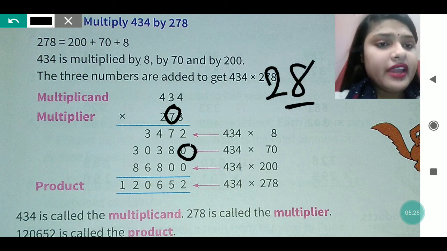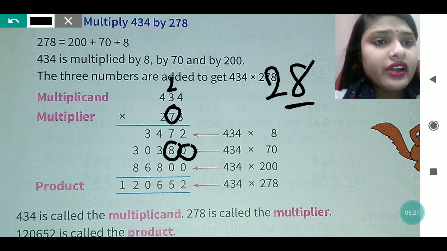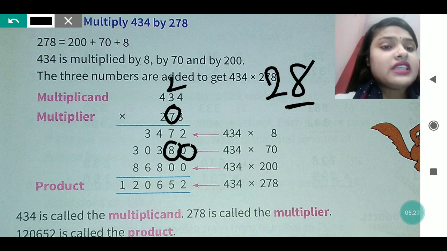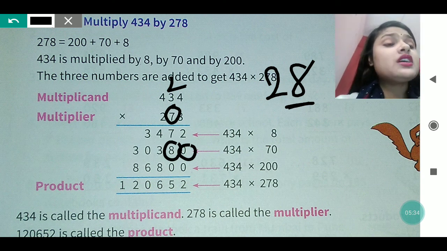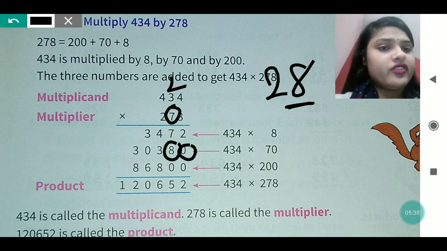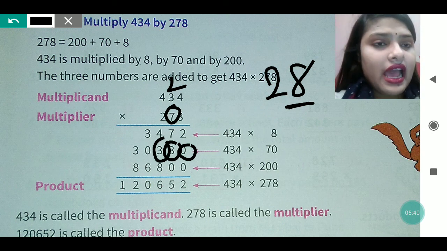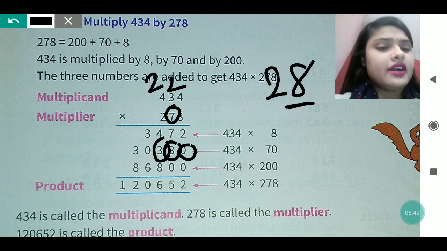So 8, my dear, you will write down. 2 you will take carry. Now 7 table 3 times. 7 ones are 7, 7 twos are 14, 7 threes are 21. Then 21, 22, 23. So 3 we will write down and 2 we will write up.